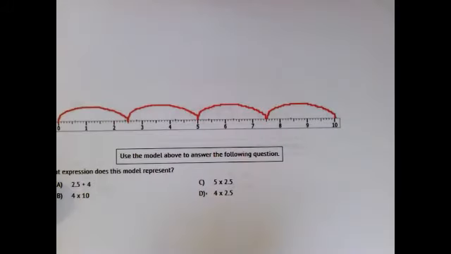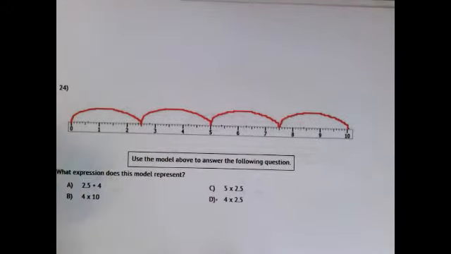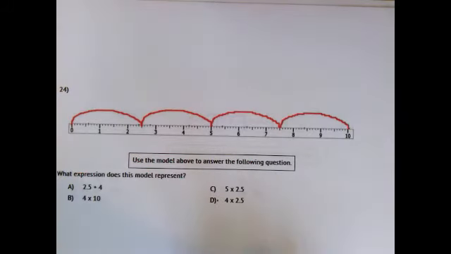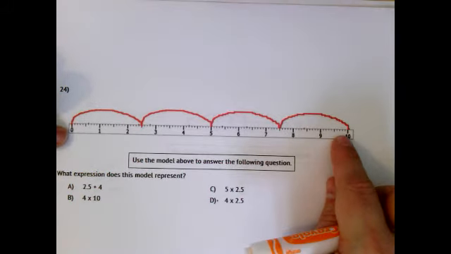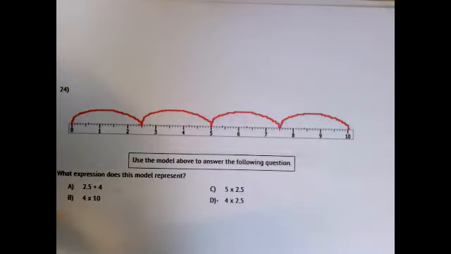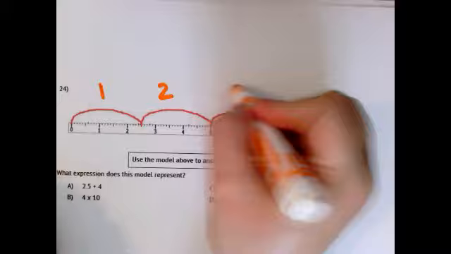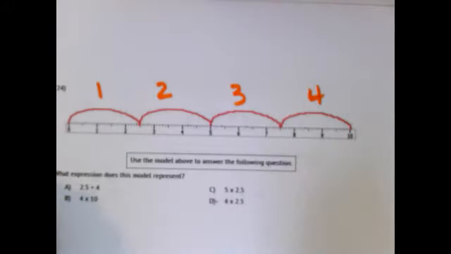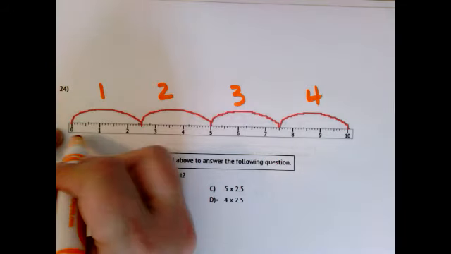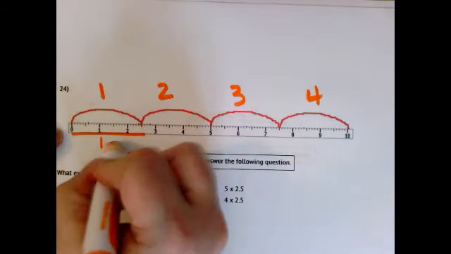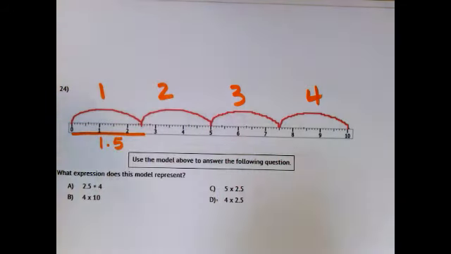All right, this is 24. This is another question with a number line that asks, what does this represent? Well, I can see easily that I start at 0 and I go to 10. And I can see that I have 1, 2, 3, 4 jumps. And each jump, if I look carefully, each jump has 1.5 in it.